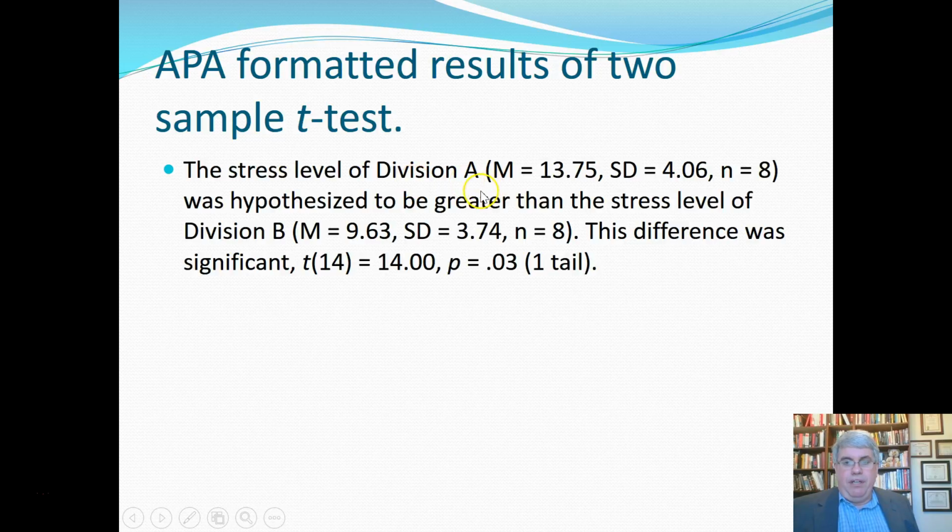The stress level of division A, mean equals 13.75, standard deviation equals 4.06, n equals 8, was hypothesized to be greater than the stress level of division B, and give the same information for the sample in division B. This difference was significant, and then we report t with the number of degrees of freedom, 14, equals 2.14, and so that's the t-statistic, and then we also report the p equals 0.03 and note that we performed a one-tailed test.